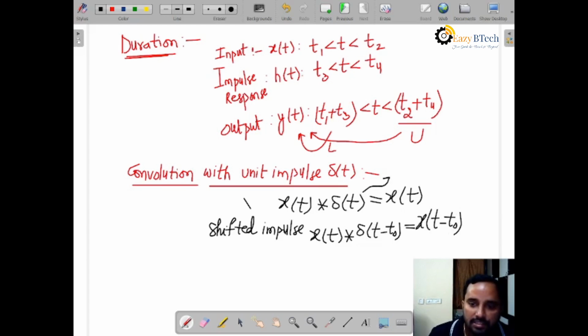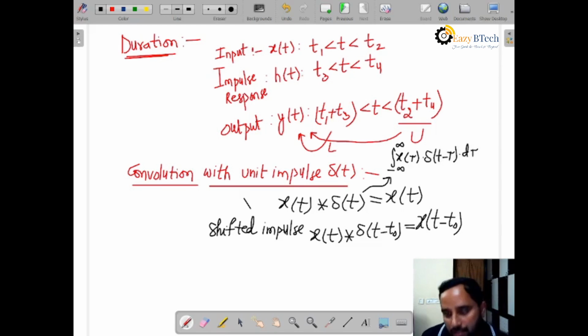Just see this proof. We know the convolution formula. What is the convolution formula? Integral from minus infinity to plus infinity of x of tau del of t minus tau d tau. So if you take del of t minus tau, what does it mean? Impulse.